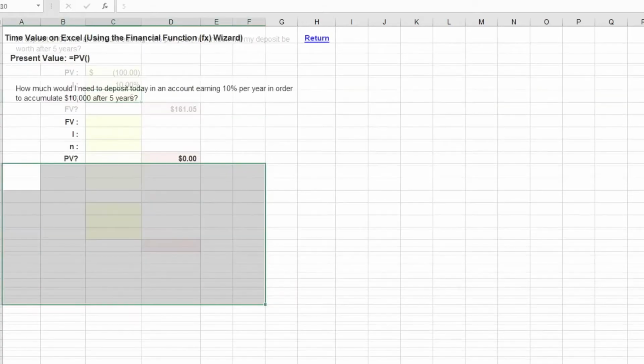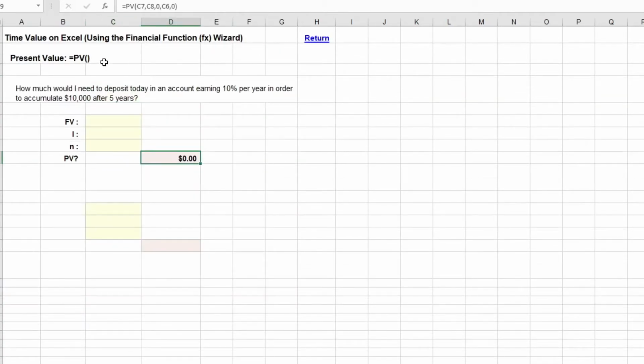So now let's go to the present value here. So the formula is going to be the same. Instead of the FV, go ahead and type in PV, and it's the same format here.